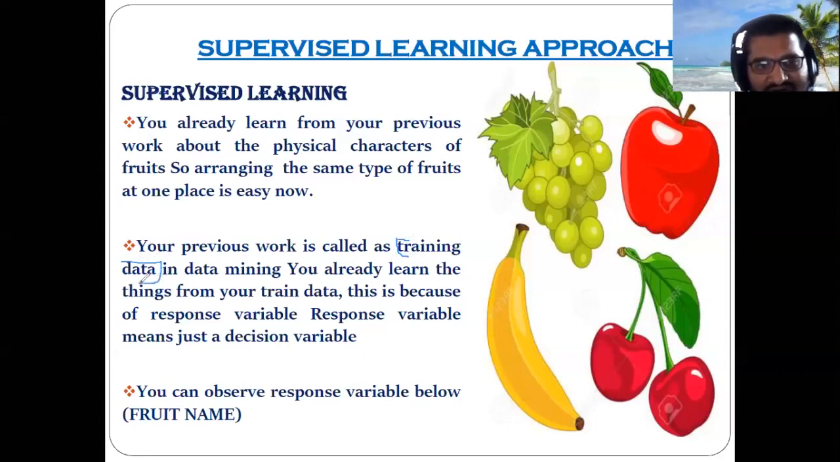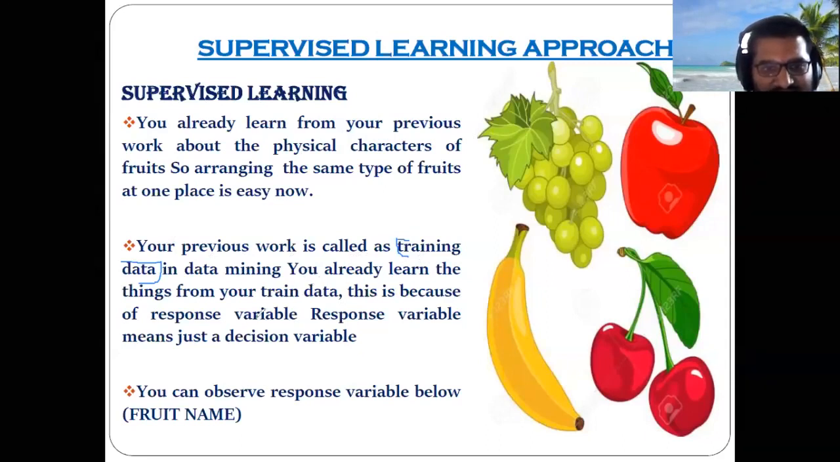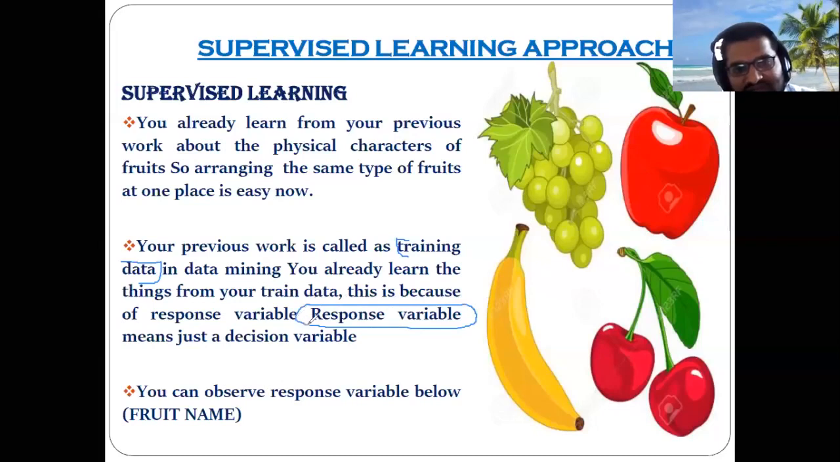Training data. You already trained. Understood? Your previous work is called as a training data in data mining. You already learn from the things. So that's why we can call that particular train variable as a response variable also. The things which you know as a train data, can we call them as a response variable?